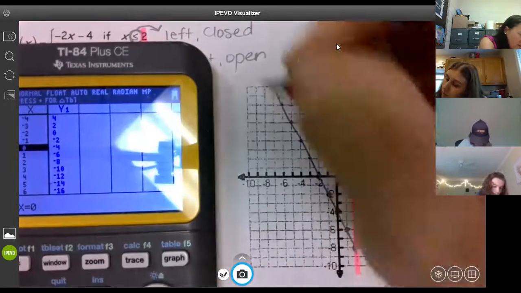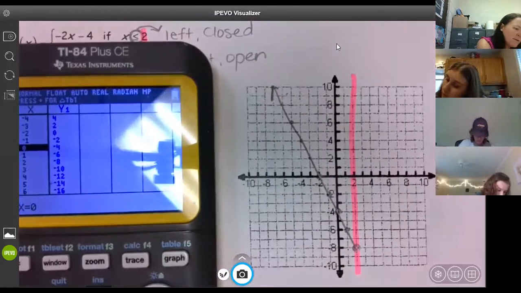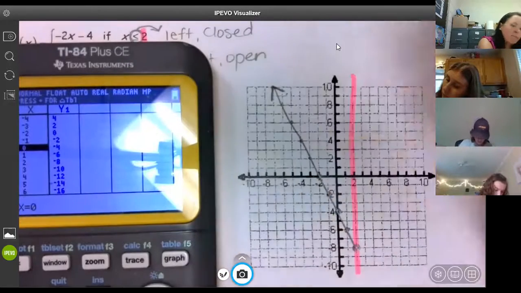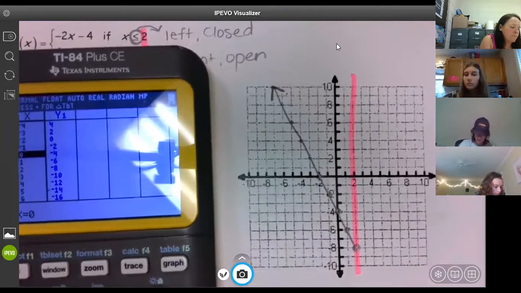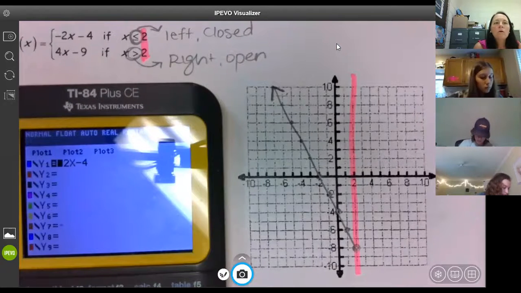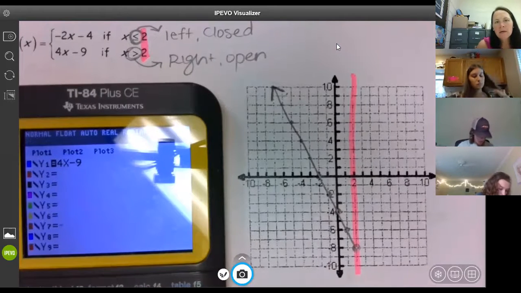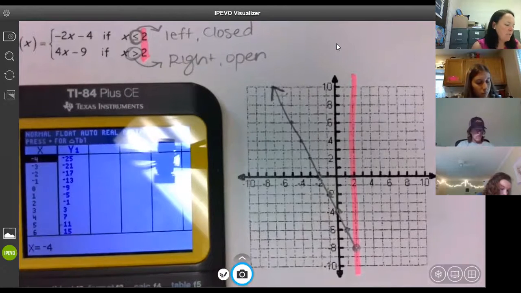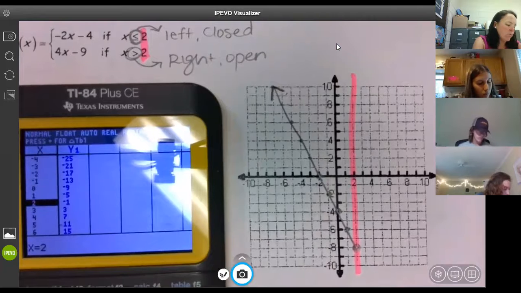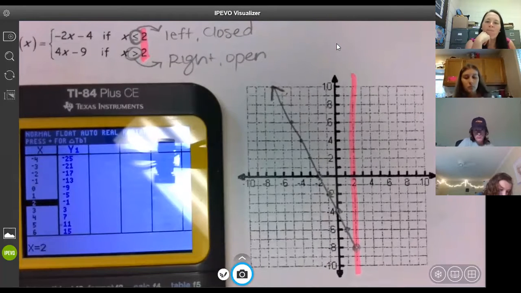Connect those dots, make that arrow. Once you finish that one, we're going to change our function and we're going to graph on the right. So check out your table. We go back to our boundary point. What happens at 2, -1? Open. Open circle.